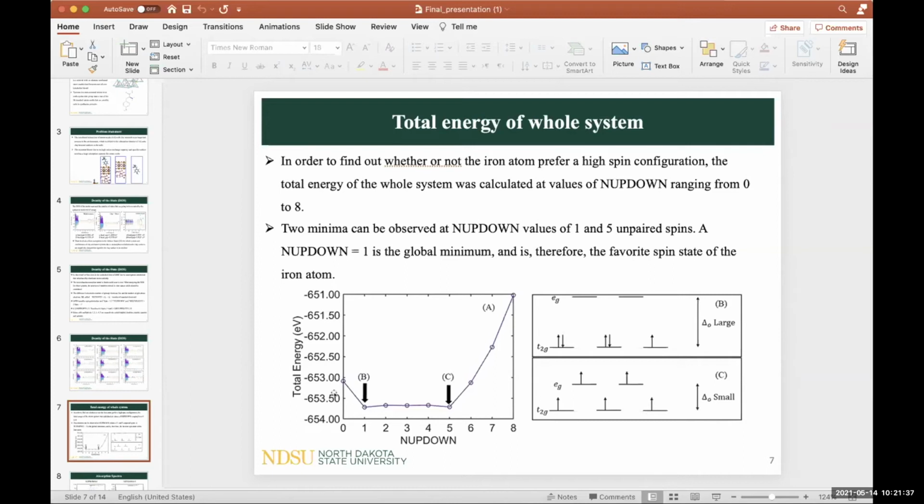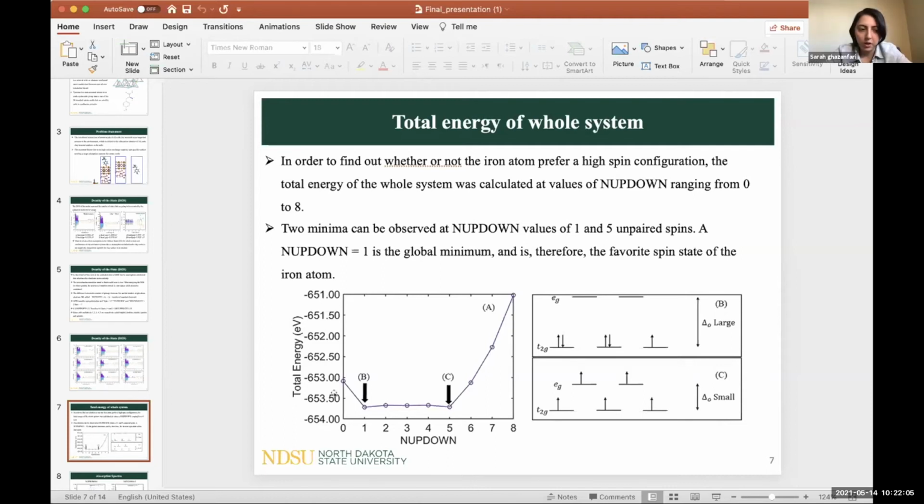So let's focus on the high spin configuration and low spin configuration. For the low spin configuration, you had N up down equal to 1. So if you look at the OUTCAR file, what is the value of the local magnetic moment at the iron site? Do you remember that value, or have you looked at that value?